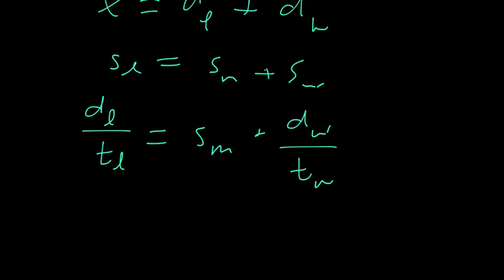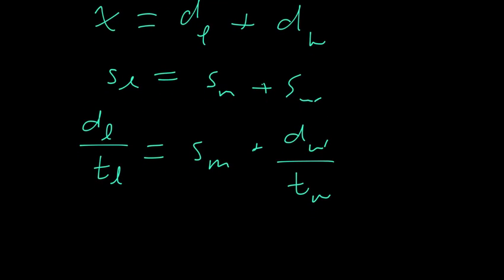Alright, so let's see if we can solve for the distance traveled on the level road now. So what I'm going to do is multiply by t sub L on both sides. So t sub L times this, I'm going to multiply this side by t sub L.